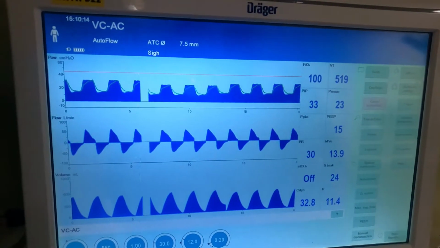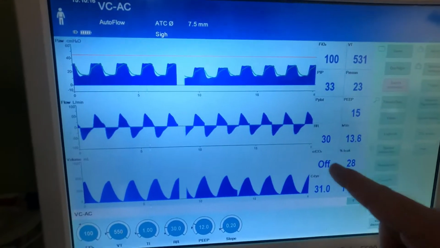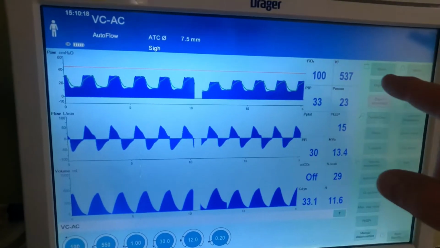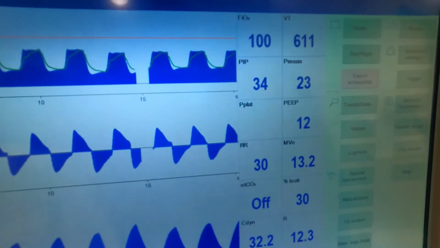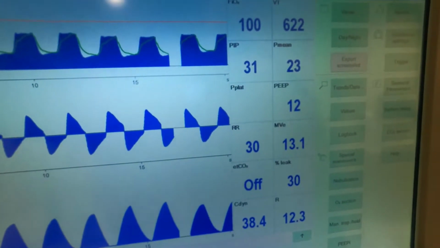Well, how are we compensating for it? Right here, minute ventilation. So we have our high rate, our lowish volume for this size patient, and then we have a good minute ventilation here. Minute ventilation is the absolute key.